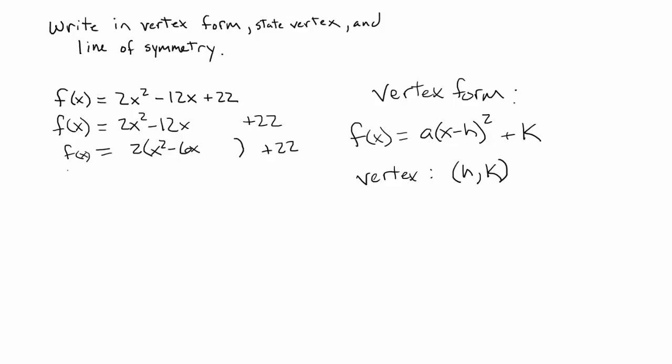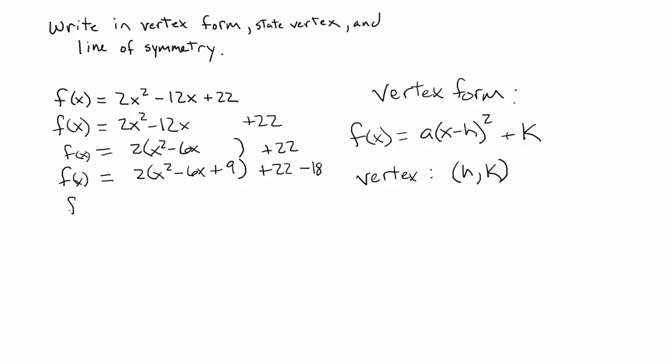And now I need to complete the square inside the parentheses. And remember, to complete the square, we're going to divide b by 2 and then square it. So I have 2 times x squared minus 6x. Negative 6 divided by 2 is negative 3, squared is 9, so we're going to add 9. And remember, the 9 is inside the parentheses, which is being multiplied by 2. So we added 18 over here, so we need to subtract 18 as well. So we have 22 minus 18.